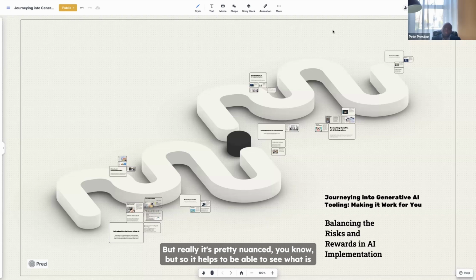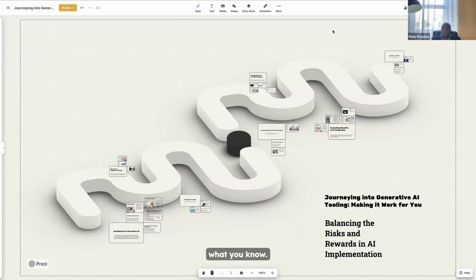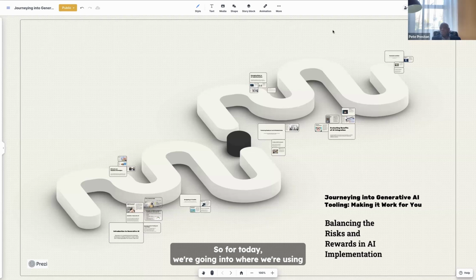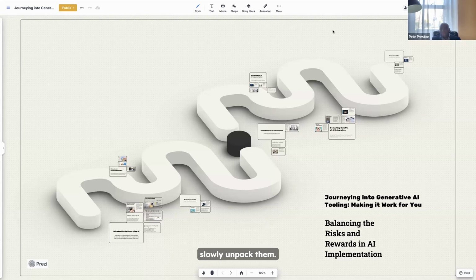It helps to be able to see what is what. So for today, we're going into where we're using tooling, to see how you can use products that are out there already, or look to build your own products and how to go about that, integrations, and also all the evals regarding all the things you'll do. There'll be risks, there'll be rewards. So all these are things we're going to look into today and slowly unpack them.